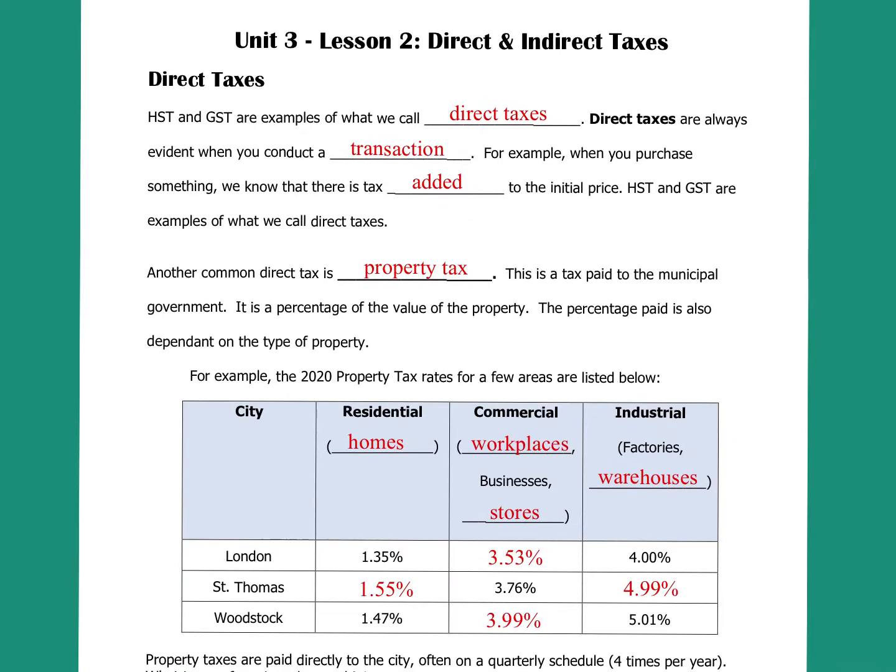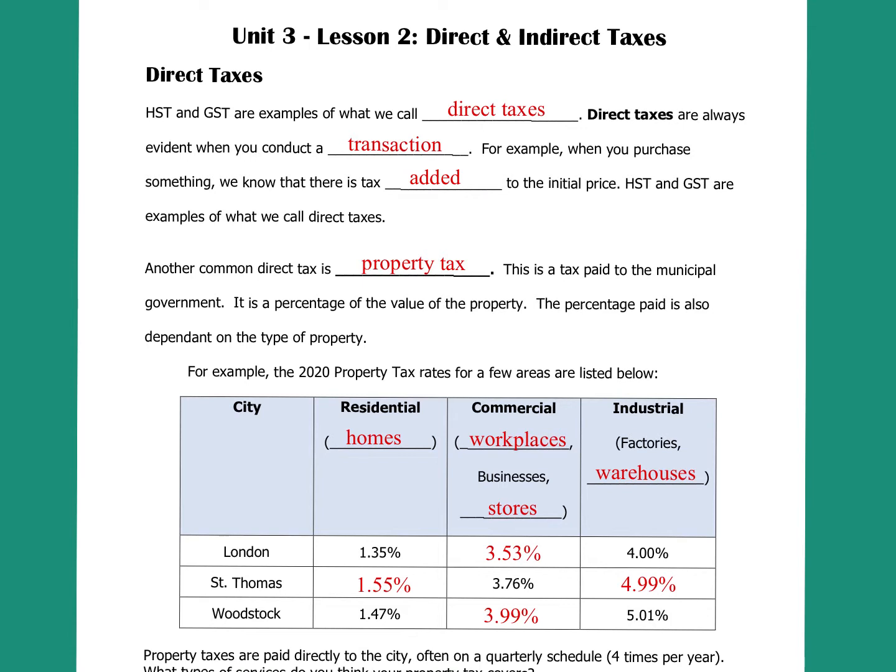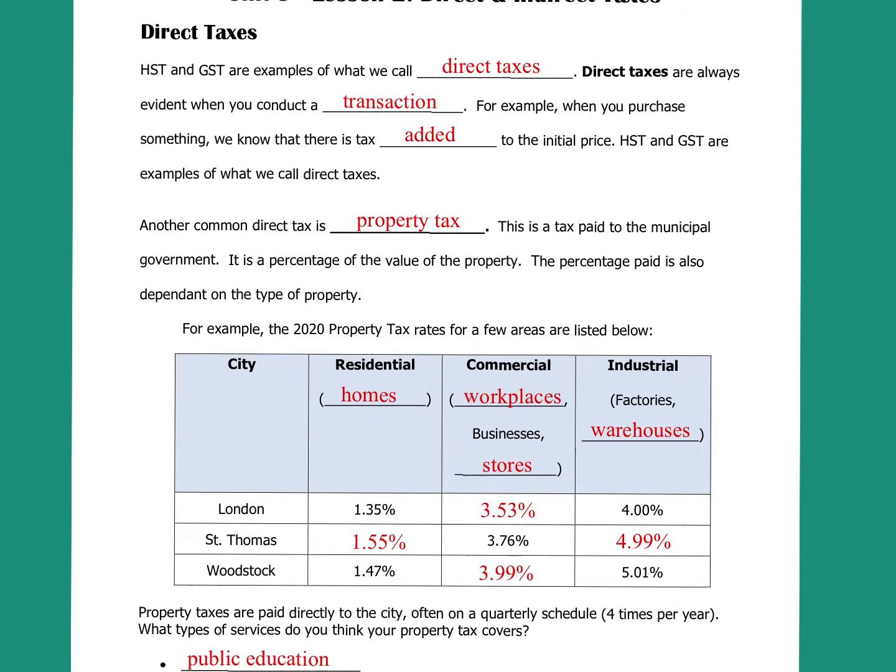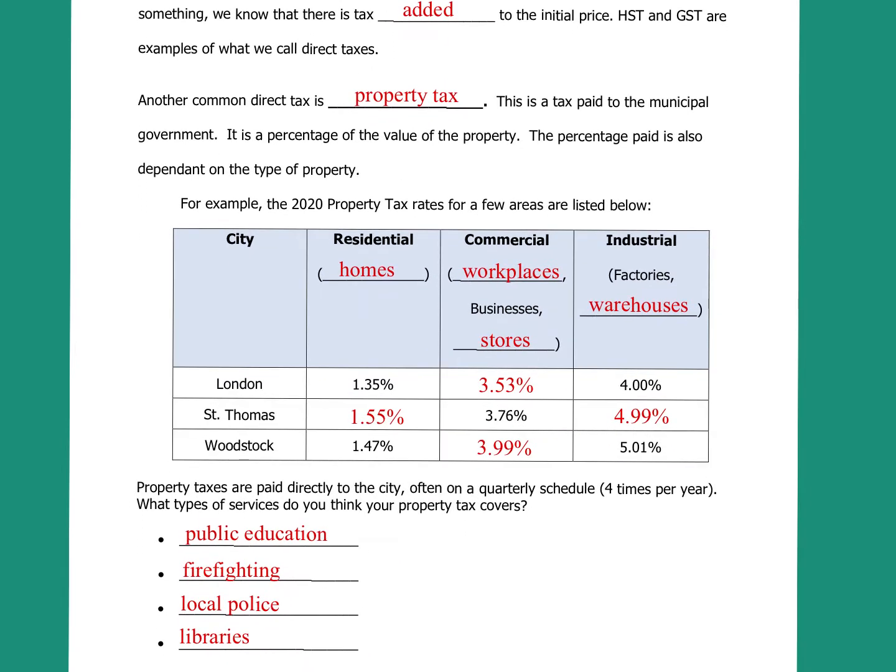Another common type of direct tax that we haven't looked at yet would be property tax. So this is tax paid to the municipal government, and it's a percentage of the value of the property. And the amount of percent that we pay is dependent on the type of property it is. So we'll take a look at the three different types there are below. So there's something called residential, and this means homes. So this would be the value and how much our home is worth. And then we could go ahead and calculate the percent based on that.